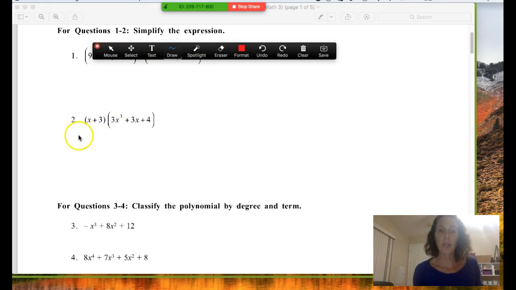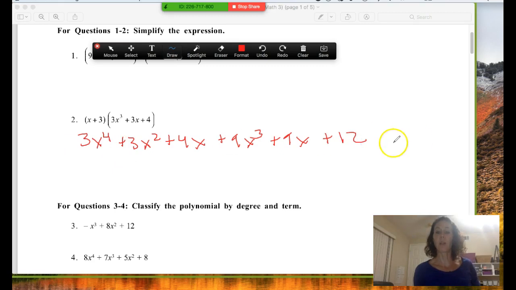X times 3x cubed, well, 3x cubed times 1x is going to make 3x to the 4th. X times 3x will give me 3x squared. X times 4 will give me plus 4x. Now go on to the next term. 3 times 3x cubed will give me 9x cubed. 3 times 3x will give me 9x. And then 3 times 4 will give me 12.